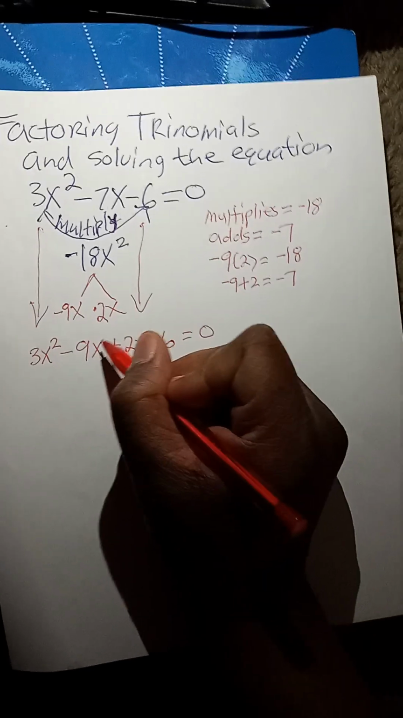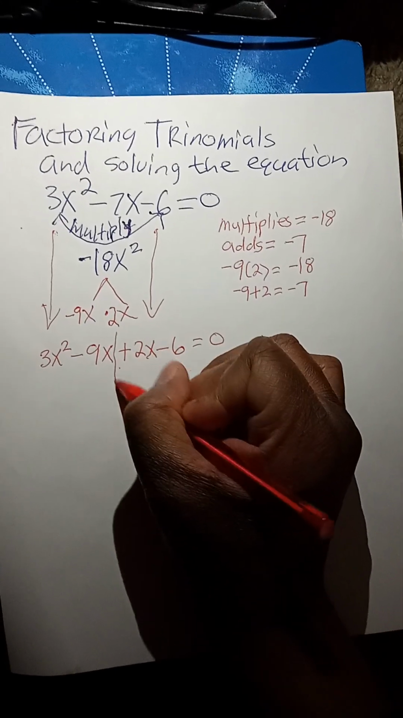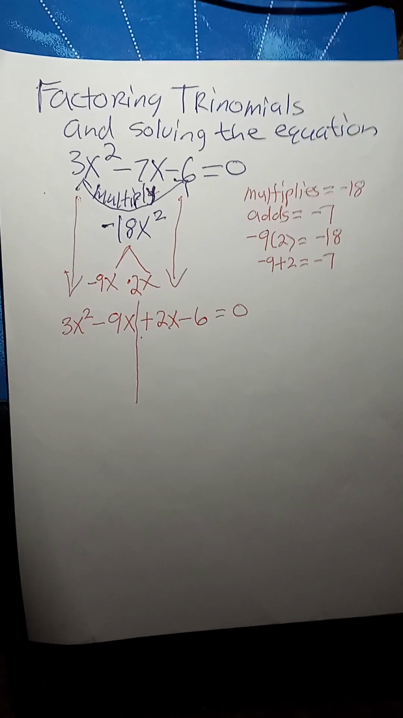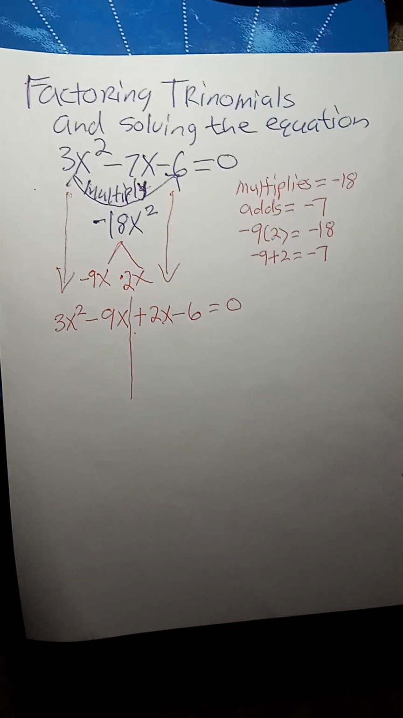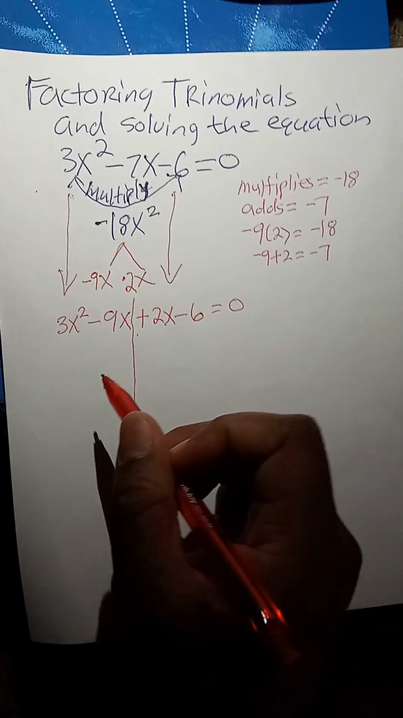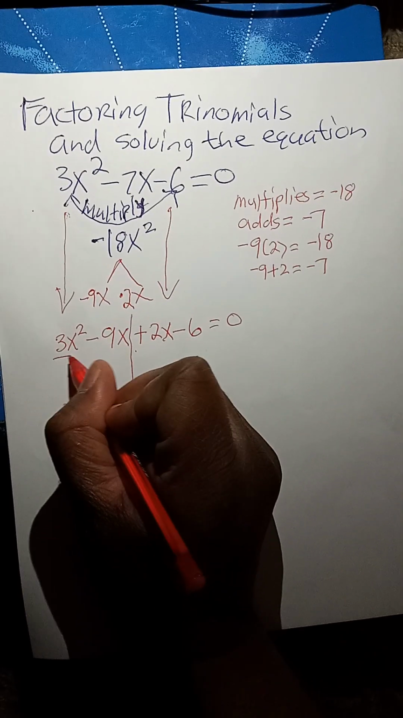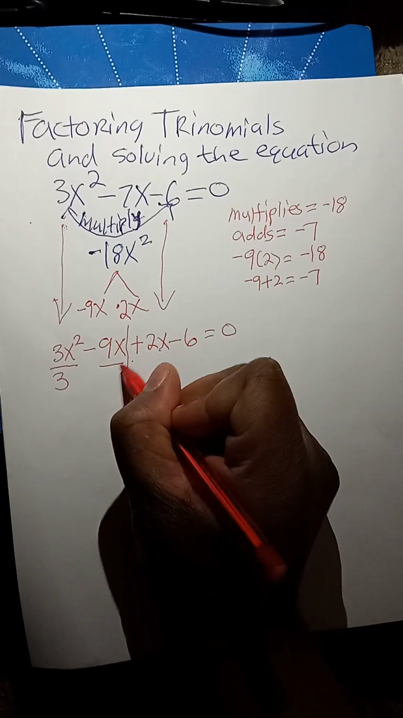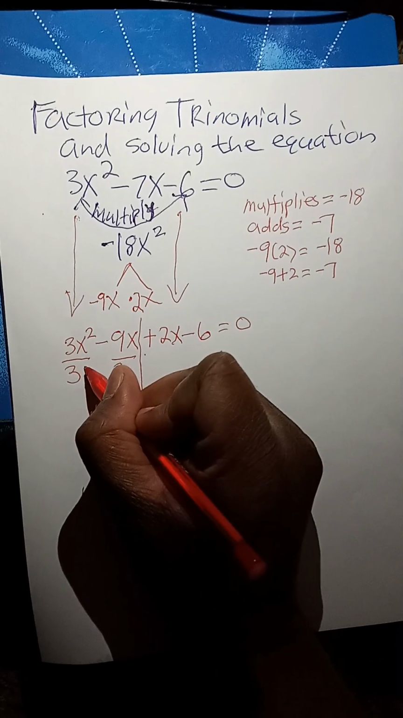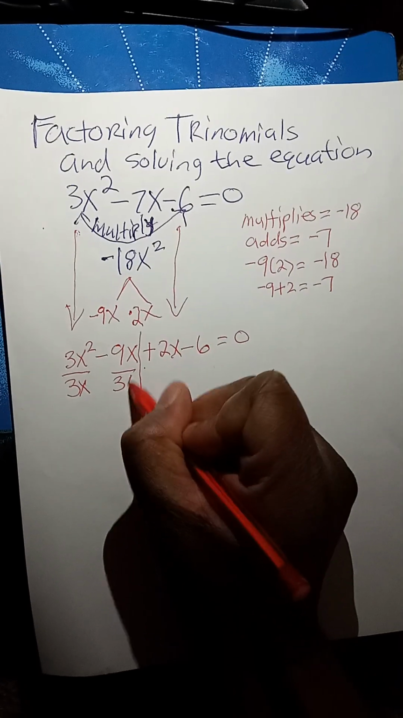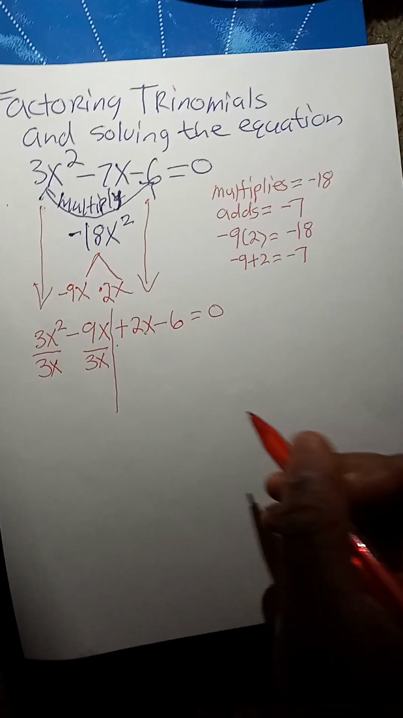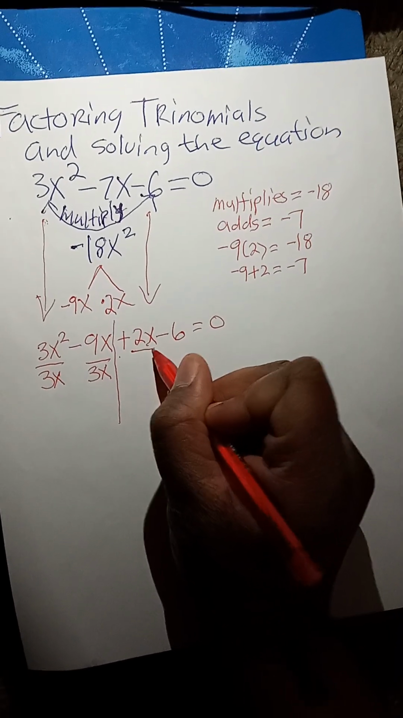So we want to split this in half here, and we're going to look for a greatest common factor on each side of the equation. So 3 and 9 on the left-hand side of the equation both have 3 in common. And then one has an x squared and the second one has an x, so they have at least an x in common. And then on the right-hand side, both terms are divisible by 2.